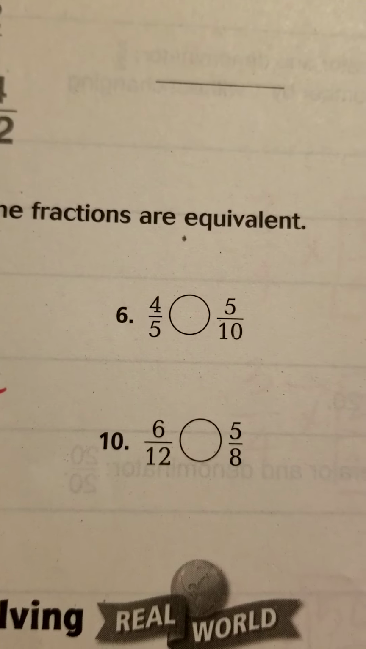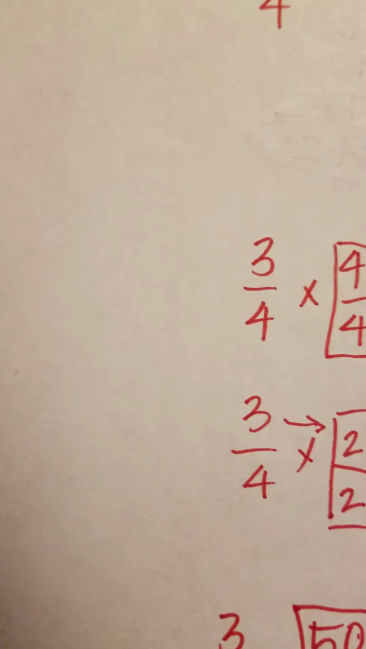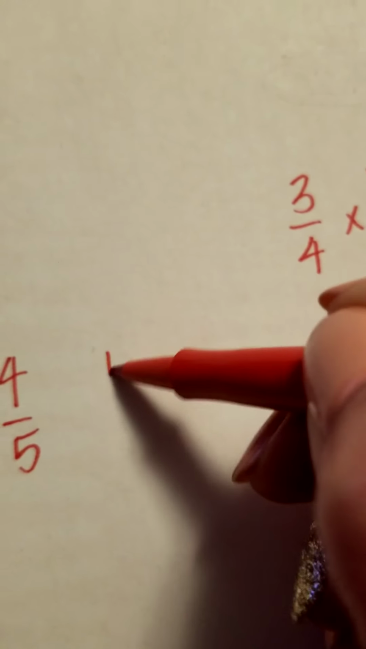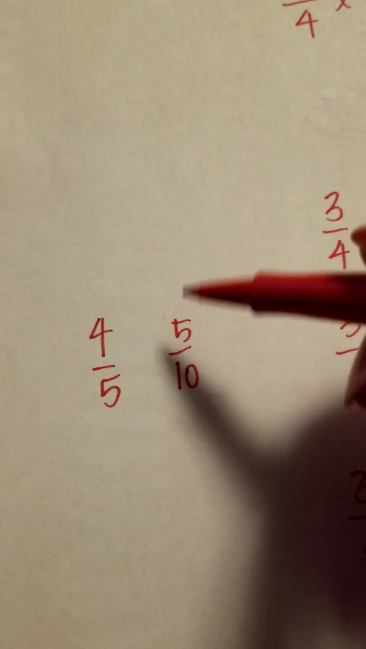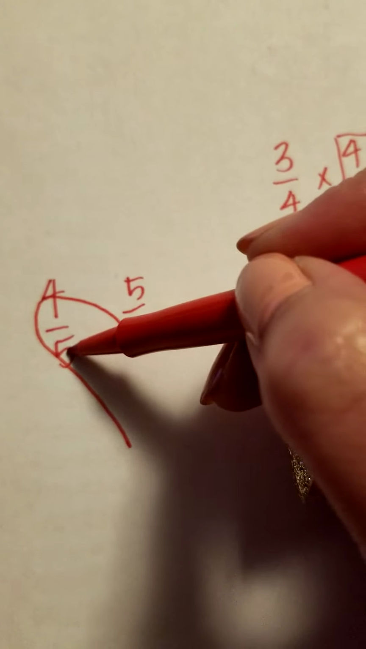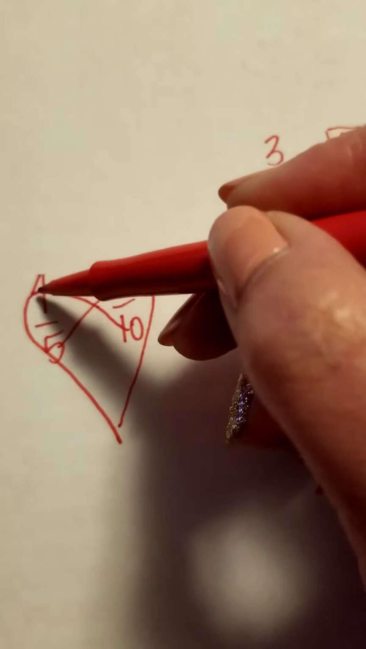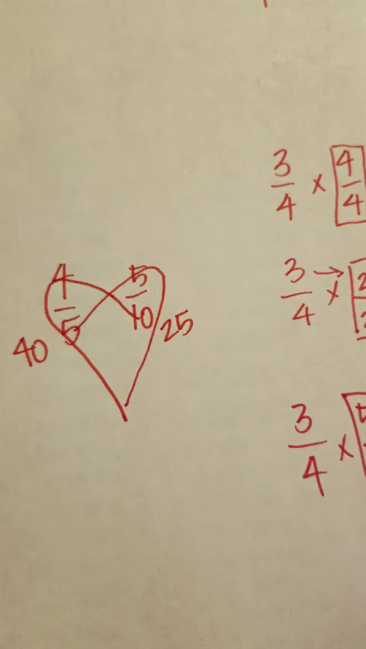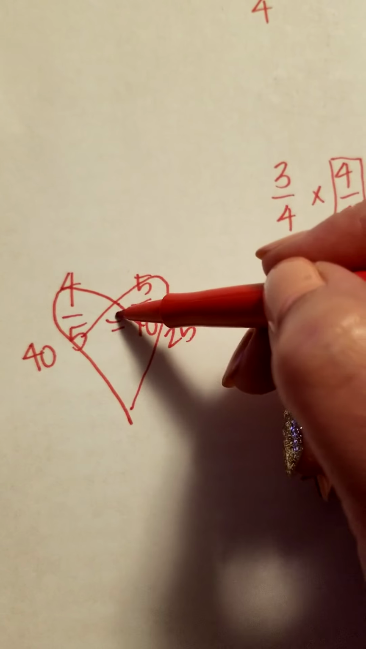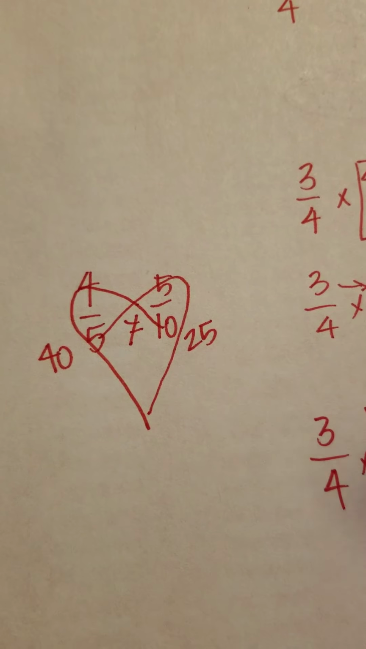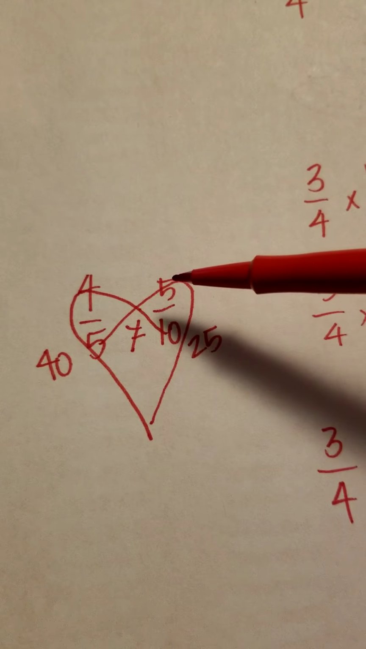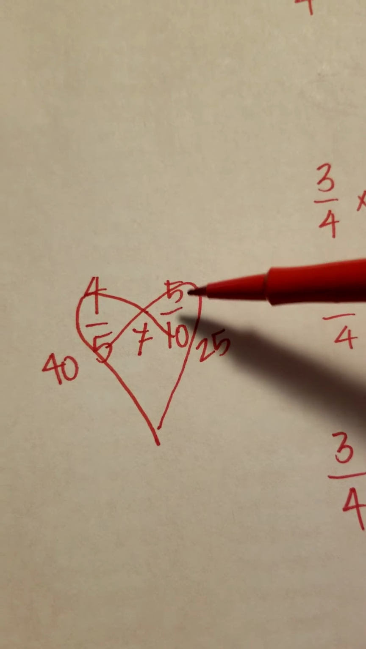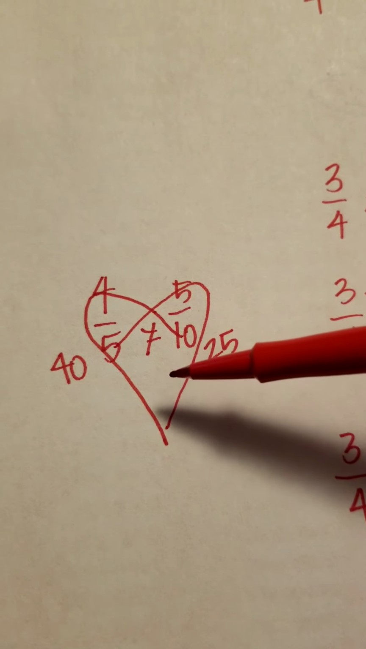But I can also do the heart trick. Sorry, I got distracted on my way to the heart trick. So if I'm doing 4/5 and 5/10, I can do this. So 10 times 4 is 40, and 5 times 5 is 25. So those two are not equivalent. They are different amounts. Like I said, you could do the benchmarks and look at this as a half and this is more than a half and see they're not equivalent. You could figure out if Mr. Sneaky 1 would give me something equivalent. Or I can do this heart trick.